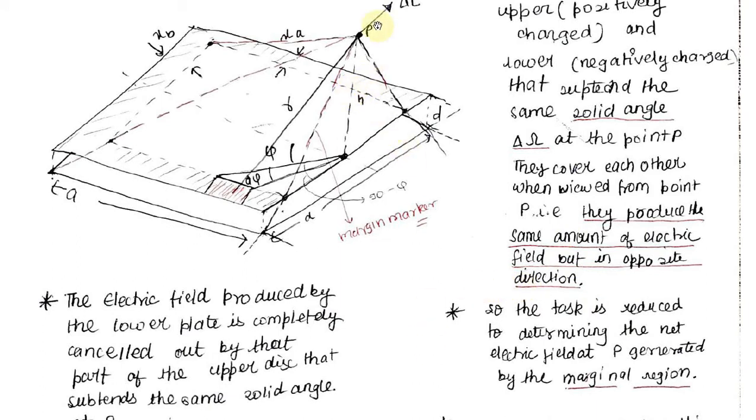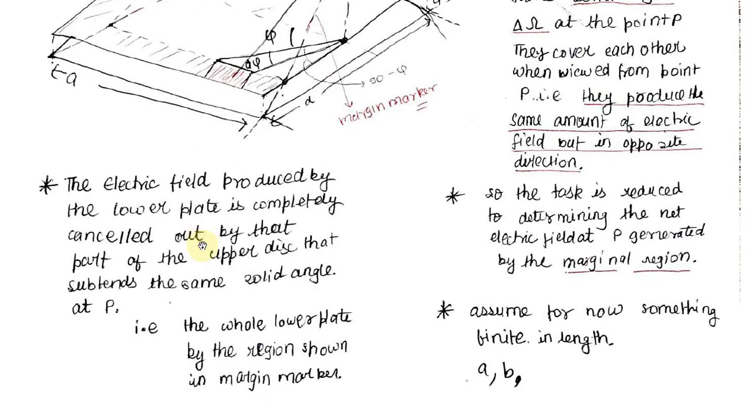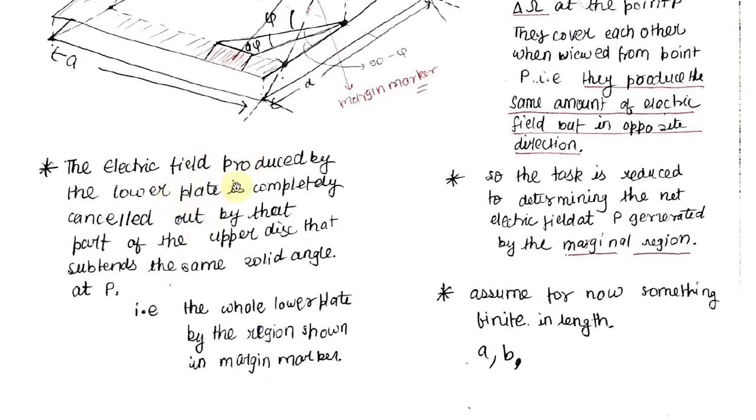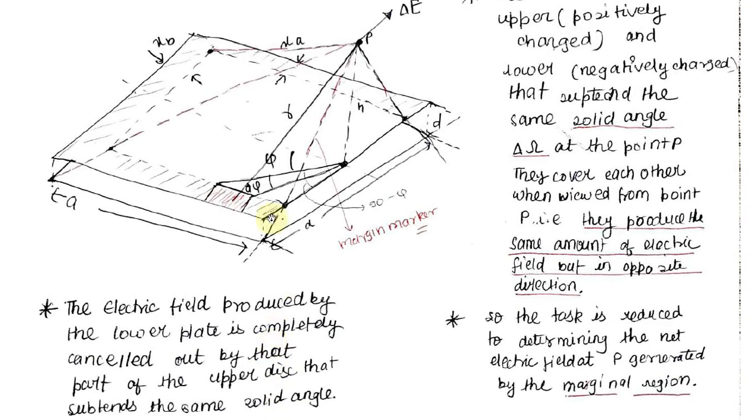So we will say that the net electric field is cancelled due to these two portions that subtend the same solid angle. Now we can see that the electric field produced by the lower plate is completely cancelled out by that part of the upper plate that subtends the same solid angle at P, that is, the whole lower plate by the region shown in the margin marker. So this unshaded region cancels the whole field of the lower plate, so the lower plate is nearly negligible.